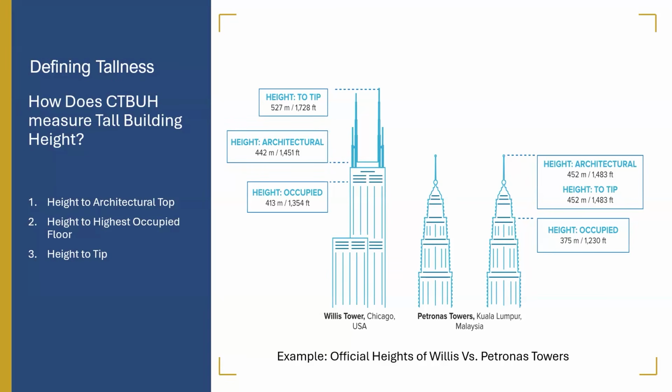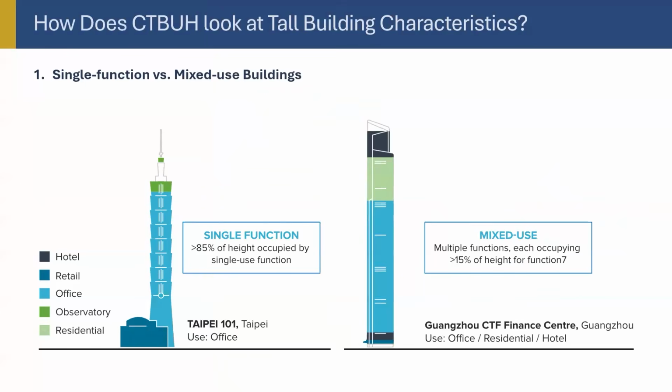Strictly speaking, it should be the architectural height, because that's where the structure ends. The rest is antenna, right? So normally for structural engineering, this is the height that we will be thinking about. So multi-use and single use.